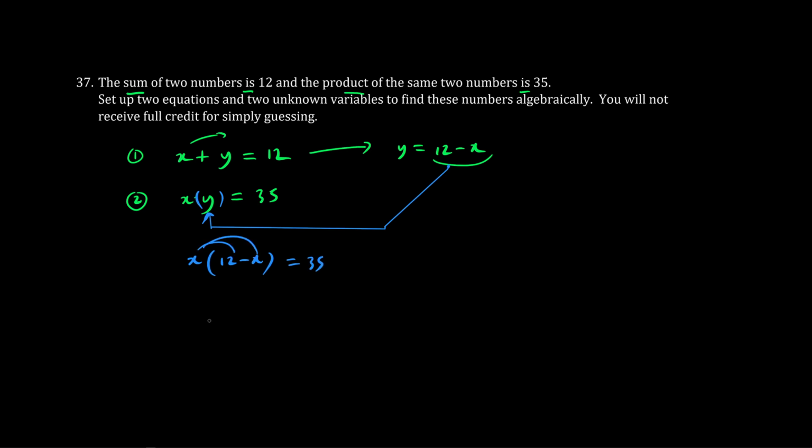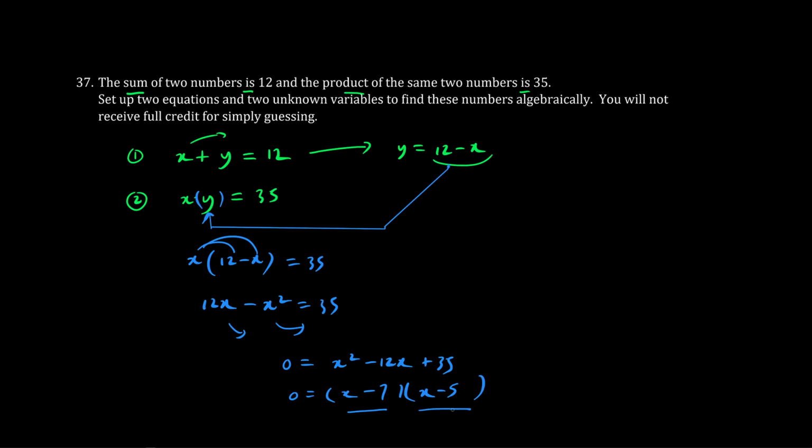We'll use distribution. 12x minus x squared equals 35. Let's throw everything to the right. We have 0 equals x squared minus 12x plus 35. And then in this grade, we learn how to factor. What times what becomes this expression here? 7 times 5 is 35, and negative 7, negative 5 becomes the coefficient, negative 12. This is trinomial factoring. So therefore, what times what equals 0?